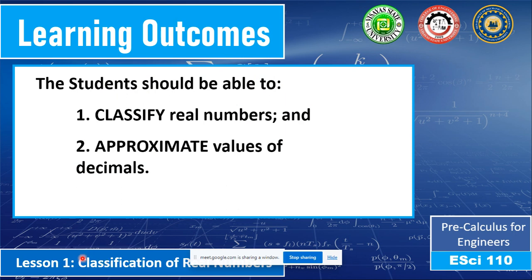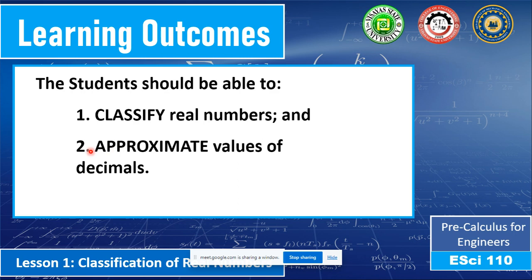For lesson 1, of course, I will discuss the classification of real numbers. After this lesson, you'll be able to know how to classify real numbers. Like you are given a set of real numbers, it could be 1, negative, blah blah blah, pi, Euler's number, etc. And after this lesson, you'll be able to sort them out, to sort which ones belong to which kind of real numbers.